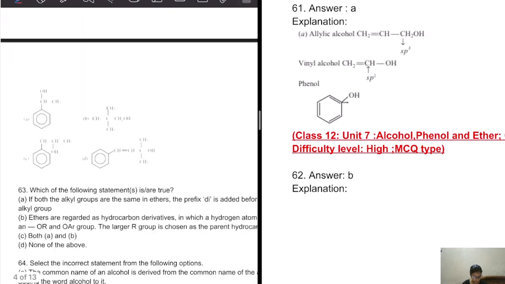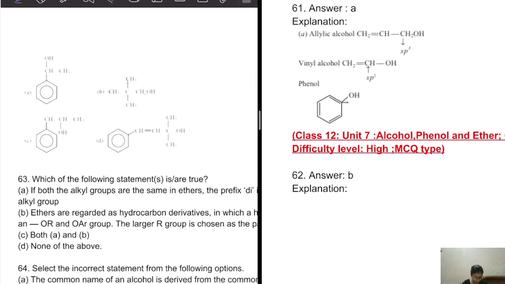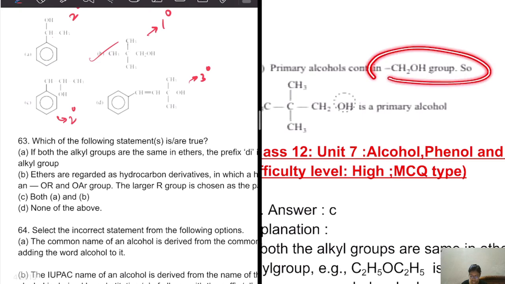Let's see the next question. Identify the primary alcohol. Primary alcohol, or we can say 1 degree alcohol. See, this is not a 1 degree alcohol. This would be 2 degree. This would be 1 degree, and this would again be 2 degree. This would be 3 degree. So the correct answer is B, because primary alcohol is CH2OH.